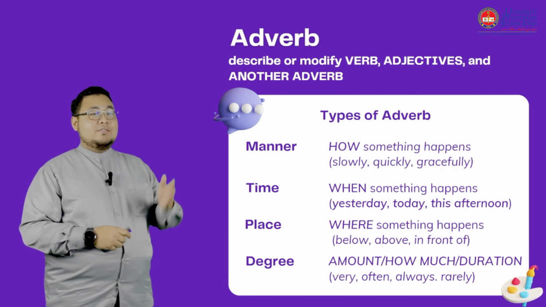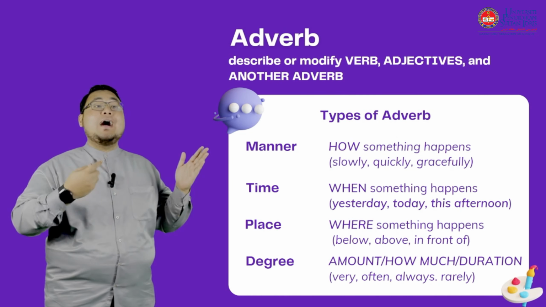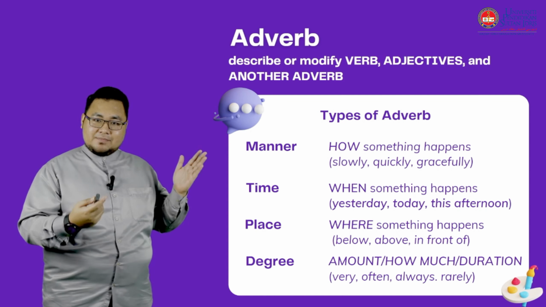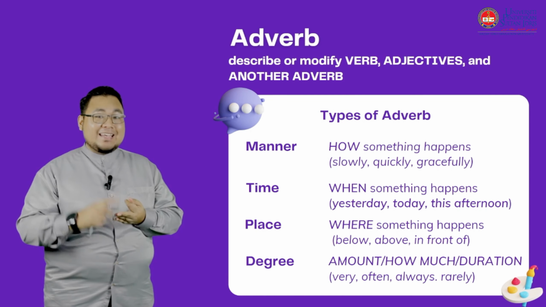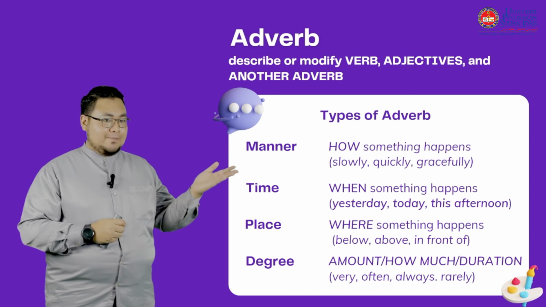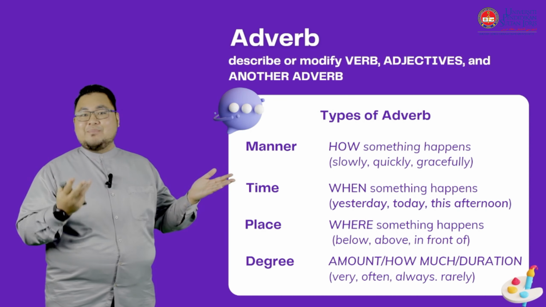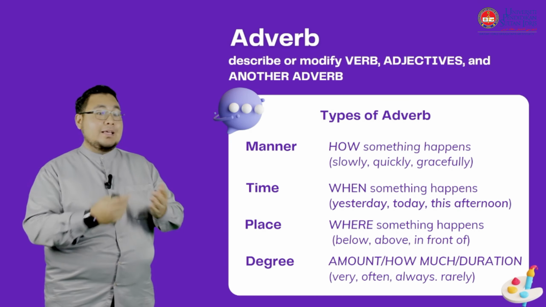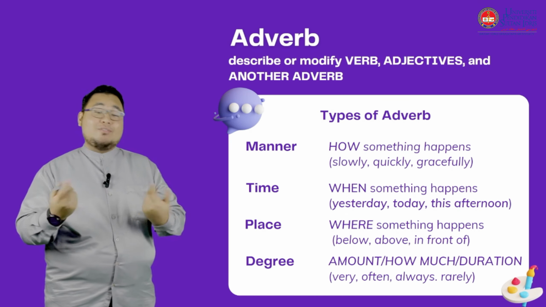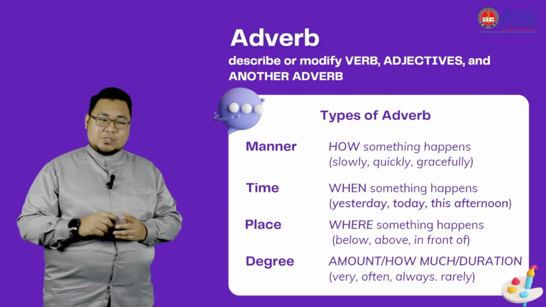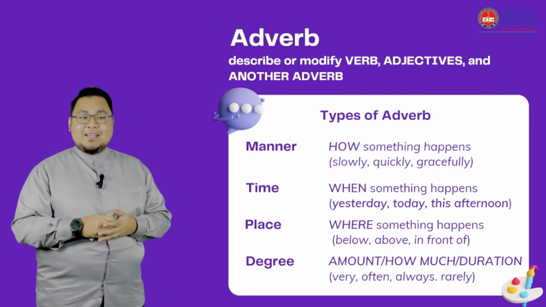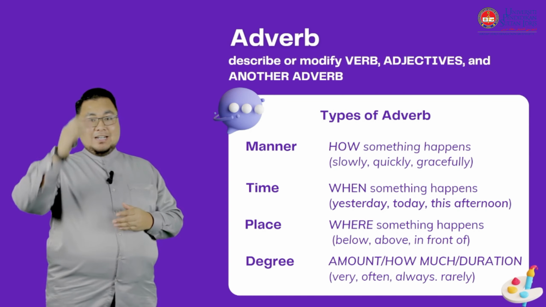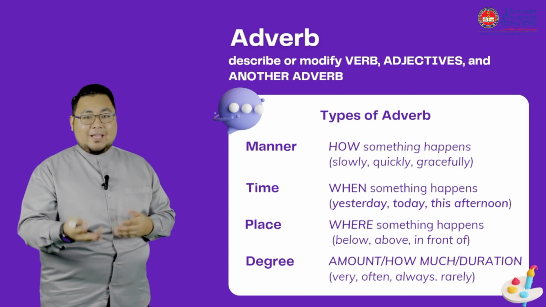First, we have adverb of manner to show how something happens. For example, slowly, quickly, or gracefully. Next, we have adverb of time to show when something happens. For example, yesterday, today, or this afternoon. Next, we have adverb of place to tell you where something happens. Below, above, in front of, and many more.